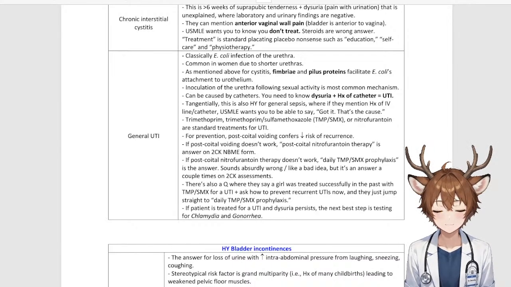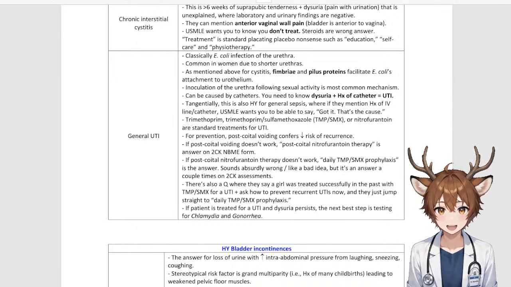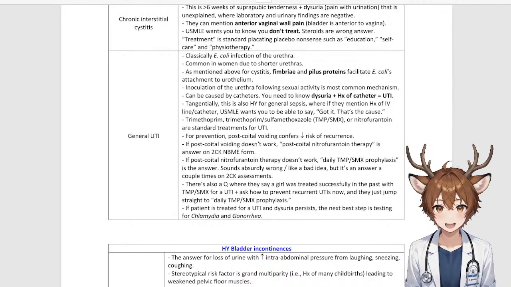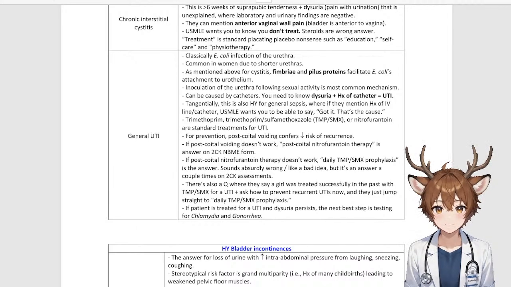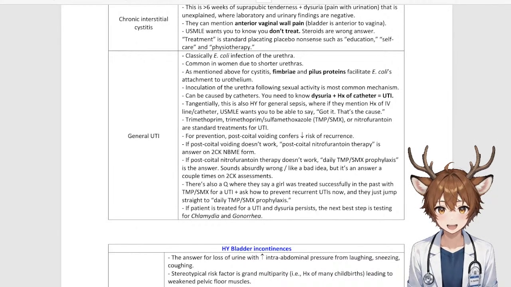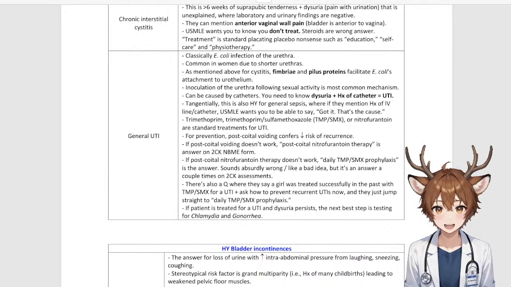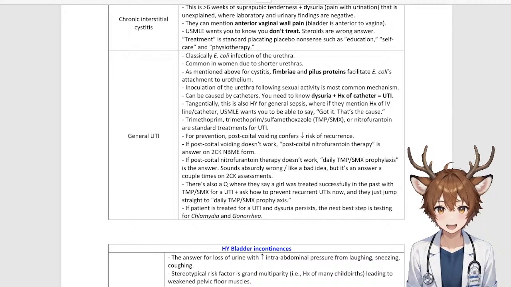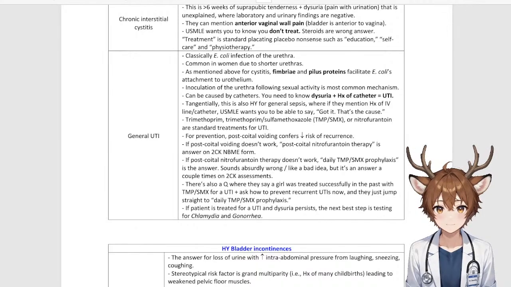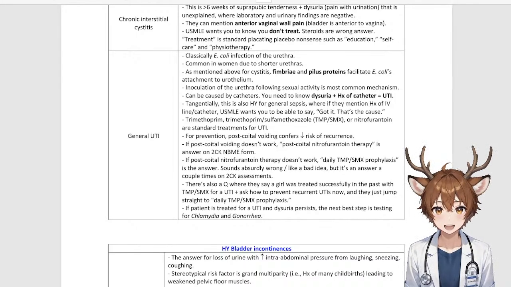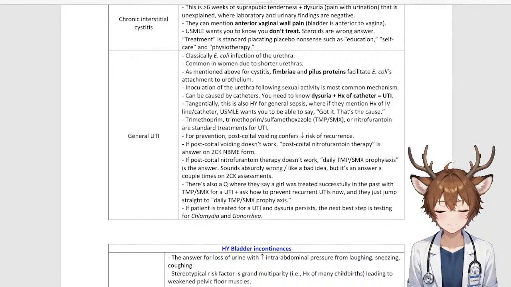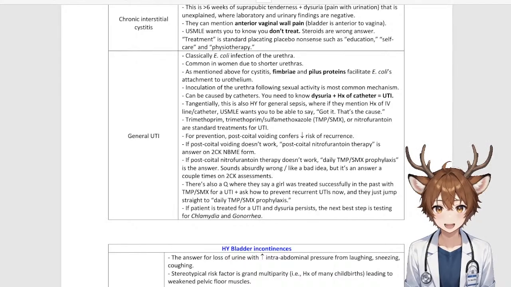If postcoital nitrofurantoin therapy does not work, daily Bactrim prophylaxis is the answer. Sounds absurdly wrong, like a bad idea, but it's an answer a couple times on 2CK assessments. There's also a question where they say a girl was treated successfully in the past with Bactrim for a UTI, plus they ask how to prevent recurrent UTIs, and they jump straight to daily Bactrim prophylaxis, which I guess is the answer. To be fair, admittedly, kind of a weird answer.